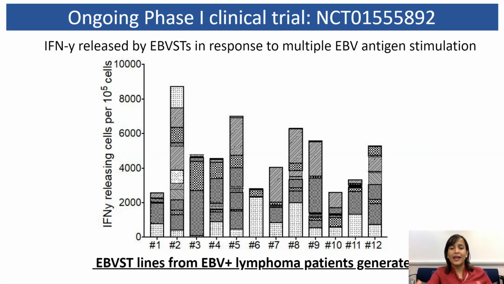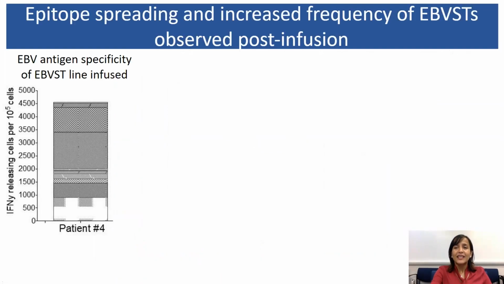So just to give an idea of how amending this into the clinical trial in our autologous setting has been going on, here I'm just showing you the 12 EBV-specific T cell lines that we have generated from patients so far, and for 100% manufacturing success, including patient 1, which was a manufacturing failure to begin with, and now we have highly antigen-specific T cells. And to see how these cells respond in patient, here I'm showing you an example of one of the lines, patient 4. So this was the antigen specificity of the line that we generated.